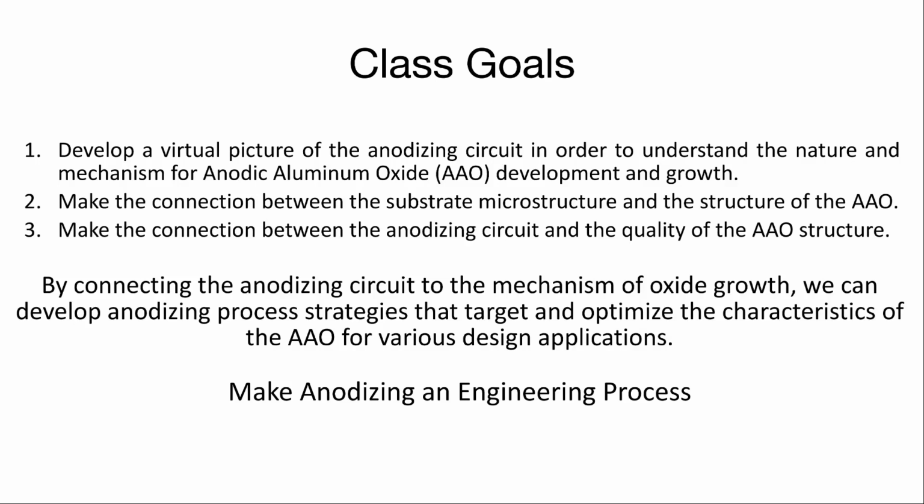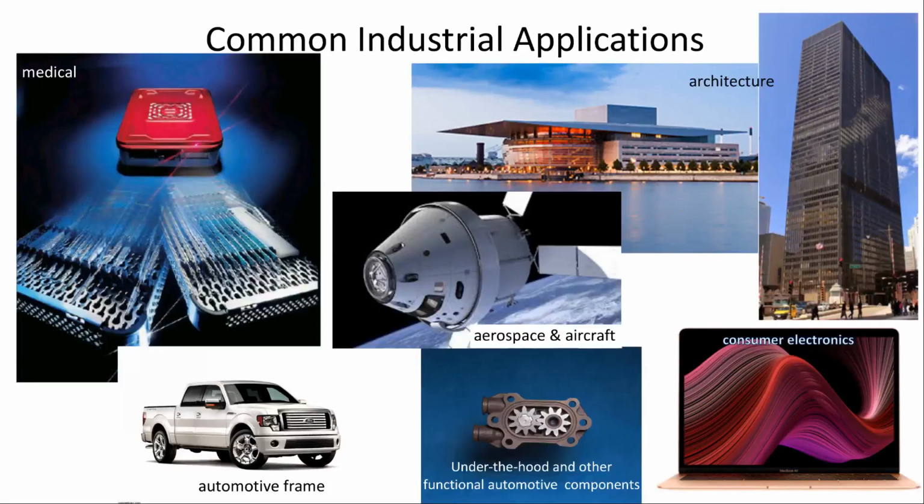In short, by understanding these 3 items, we can connect the circuit to the mechanism of oxide growth and develop anodizing process strategies that target and optimize the characteristics of the oxide for a variety of design applications. In short, I'm hoping that your biggest takeaway today is how to make anodizing an engineering process. So anodizing has been around since the late 1800s.